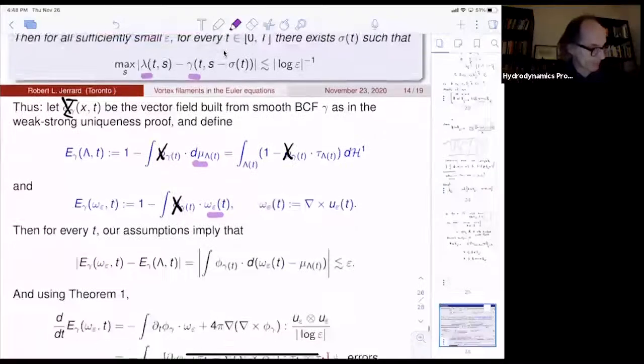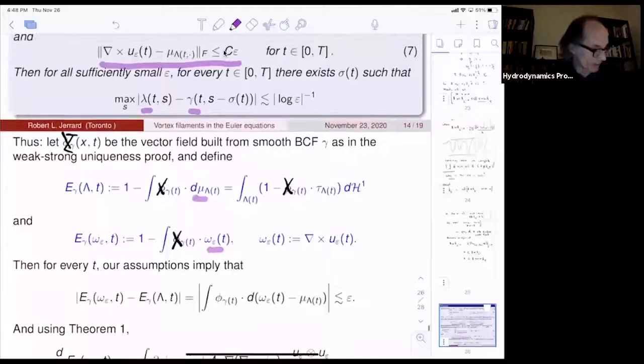So by assumption, indeed, if I look at the difference between E sub gamma of lambda and E sub gamma of the vorticity omega, well, these are small because these involve integrating this vector field x against omega minus the integral over the curve, and by assumption that's small when it acts on test functions whose gradient of curl is controlled, and so it's lower order in epsilon.